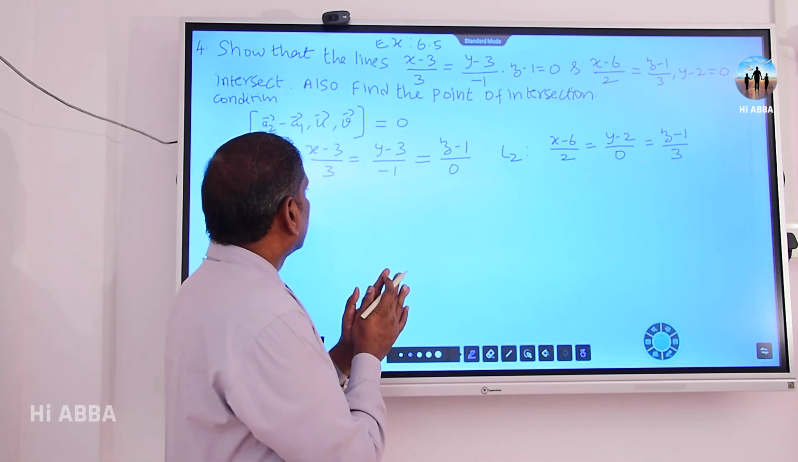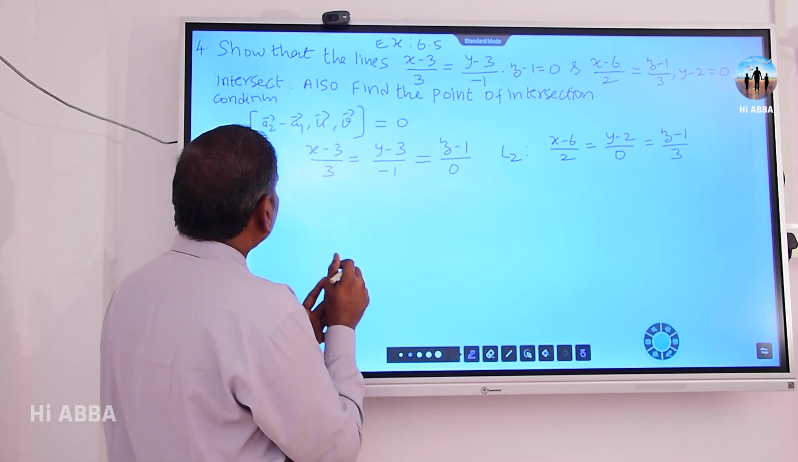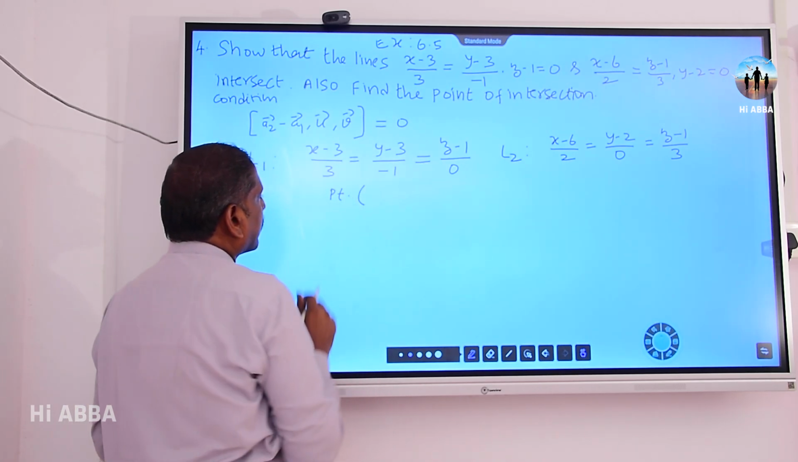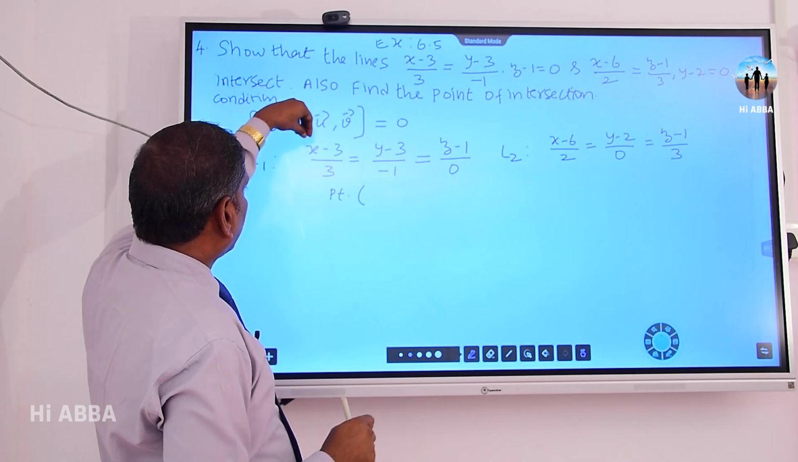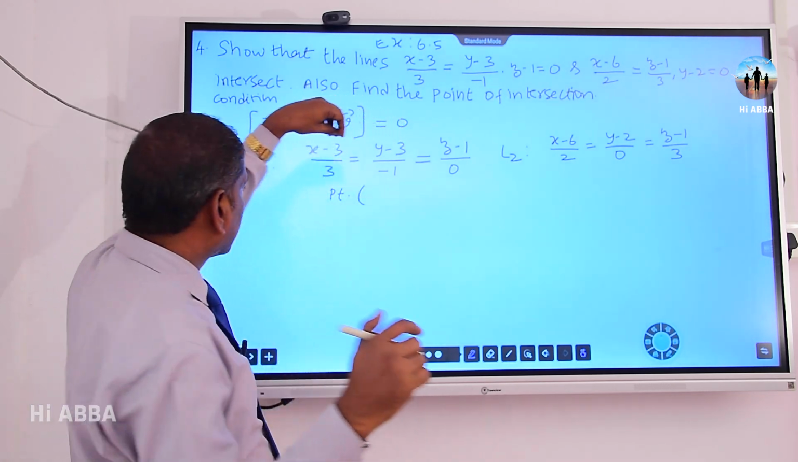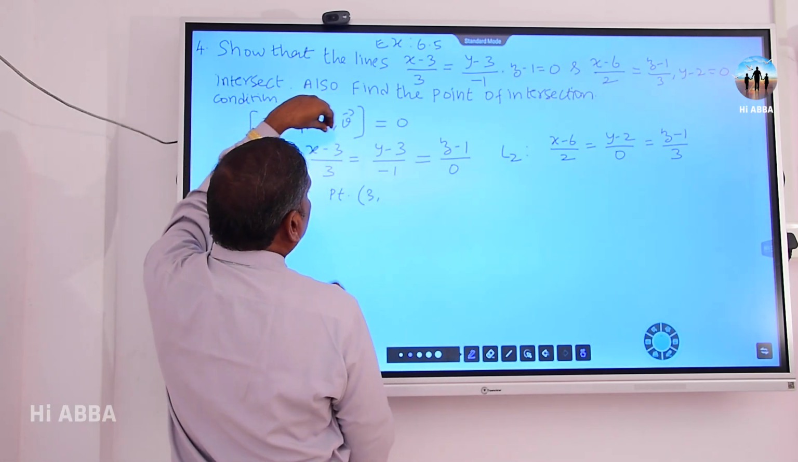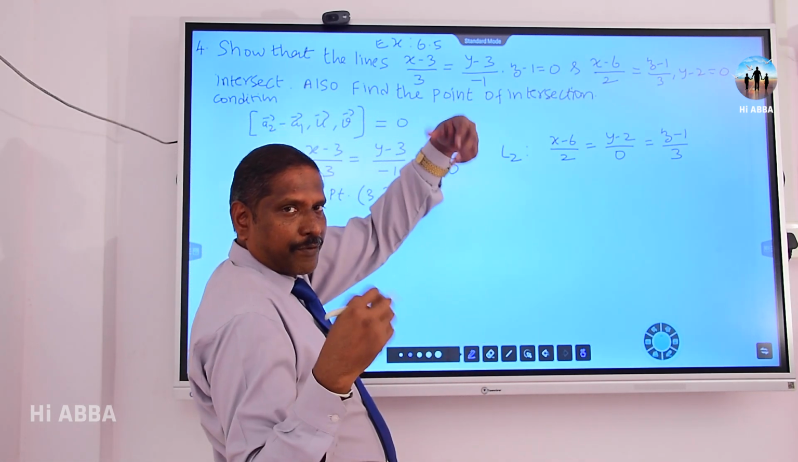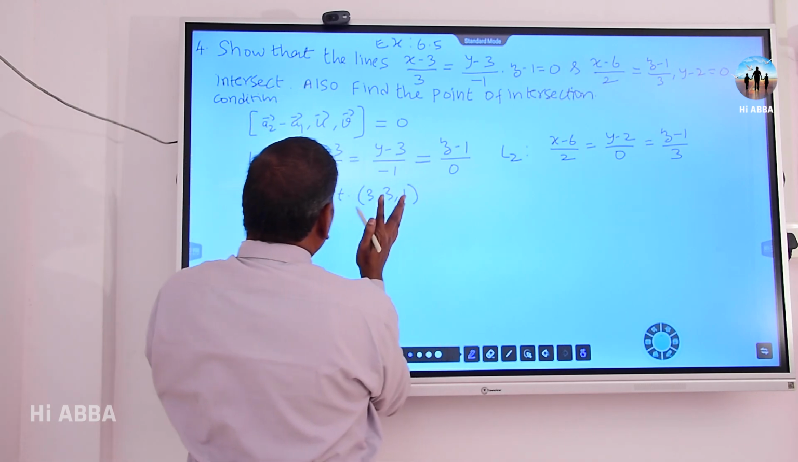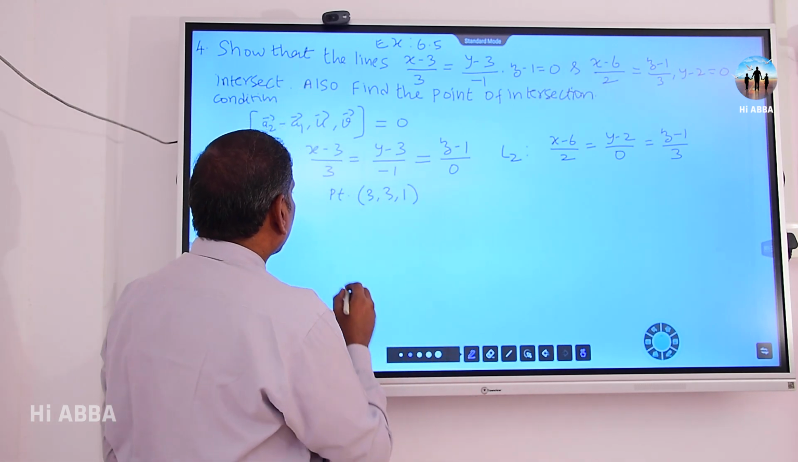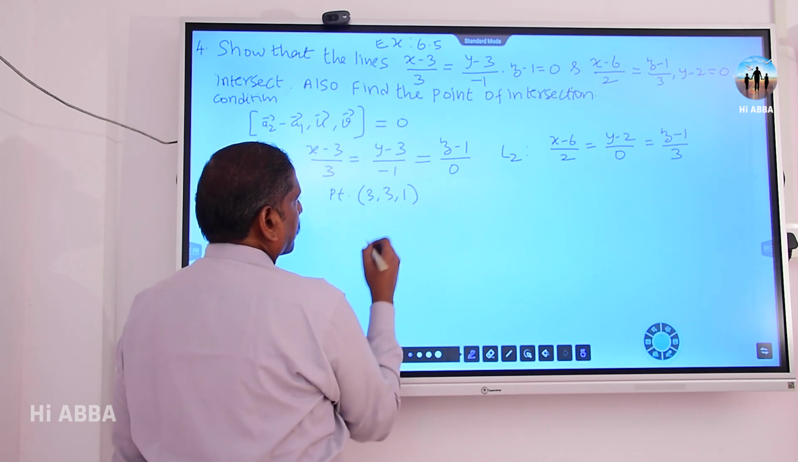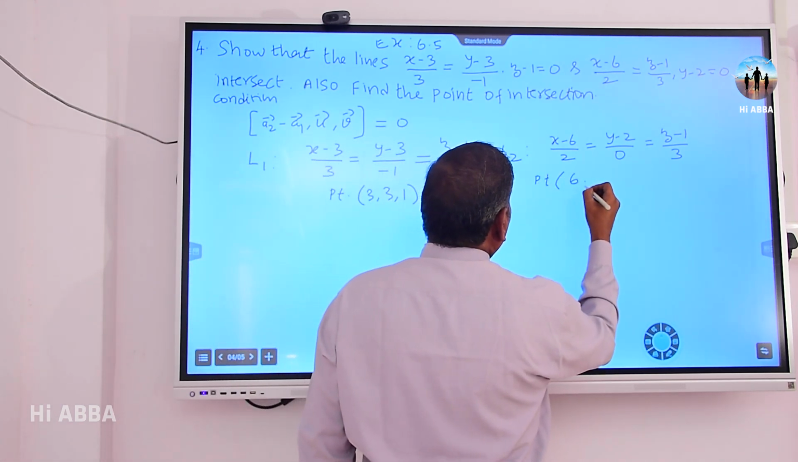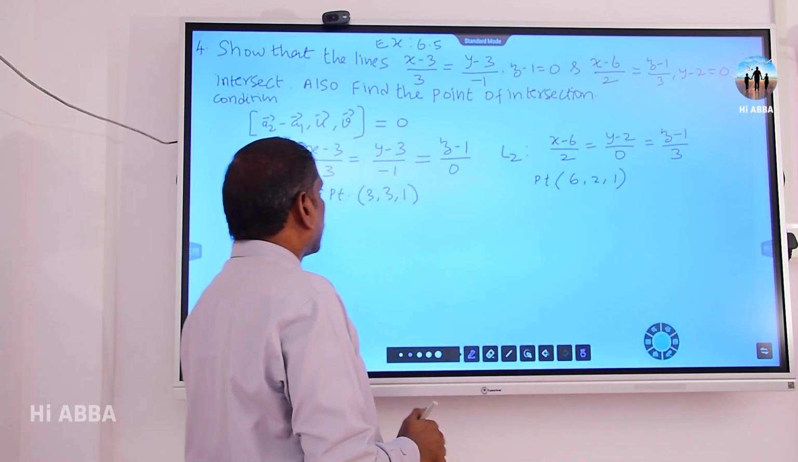Right now let us write what is a point on line 1. Do you know how to write a point on line 1? That's right, the value of x for which the numerator goes 0, so 3. The value of y for which the numerator goes 0, which is 3, and the value of z for which the numerator goes 0, which is 1. So this gives you the point on line 1, and you call this x1, y1, z1. Okay, let us find out the point on line 2. That's correct, it is 6 comma 2 comma 1. Good, you people understood.